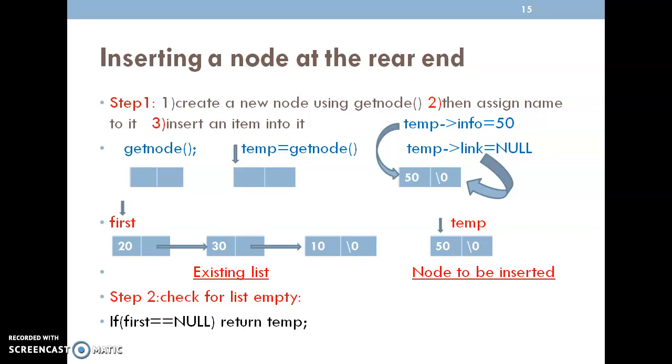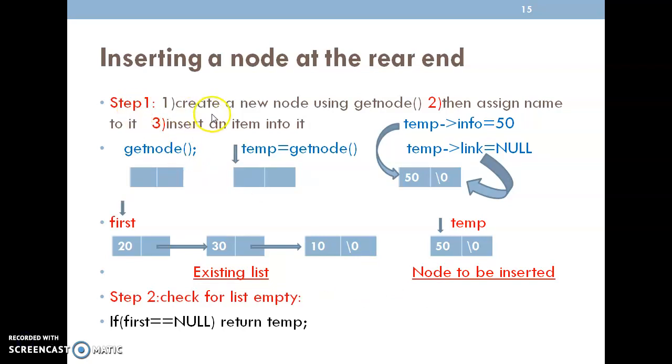Okay, so as I told, in the linked list we can perform both insertion and deletion from both the ends. And the second type, inserting a node at the rear end. So if this is the linked list what we have, I am going to insert the new node which is created to the rear end of the linked list. So first step is inserting an element from the rear end.